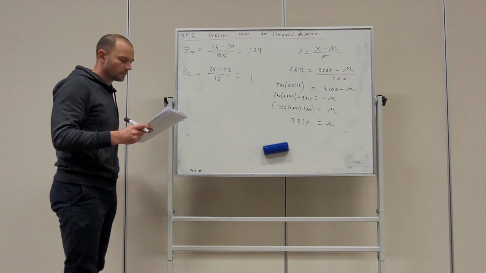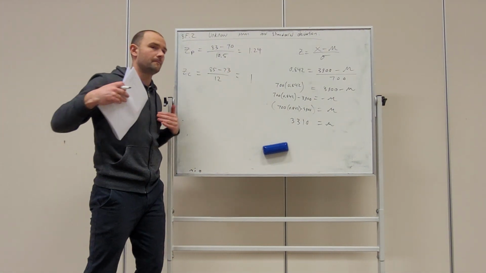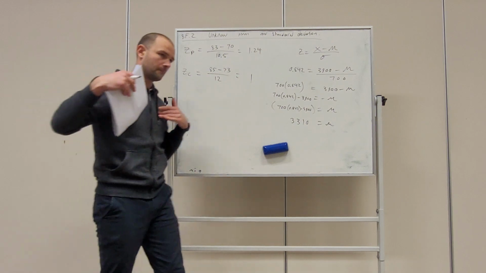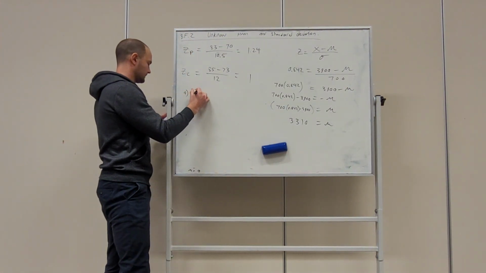Which one did she do better in? Well, she did better in physics compared to her peers because her result is further away from the mean. It's further above the mean. So the answer is physics.